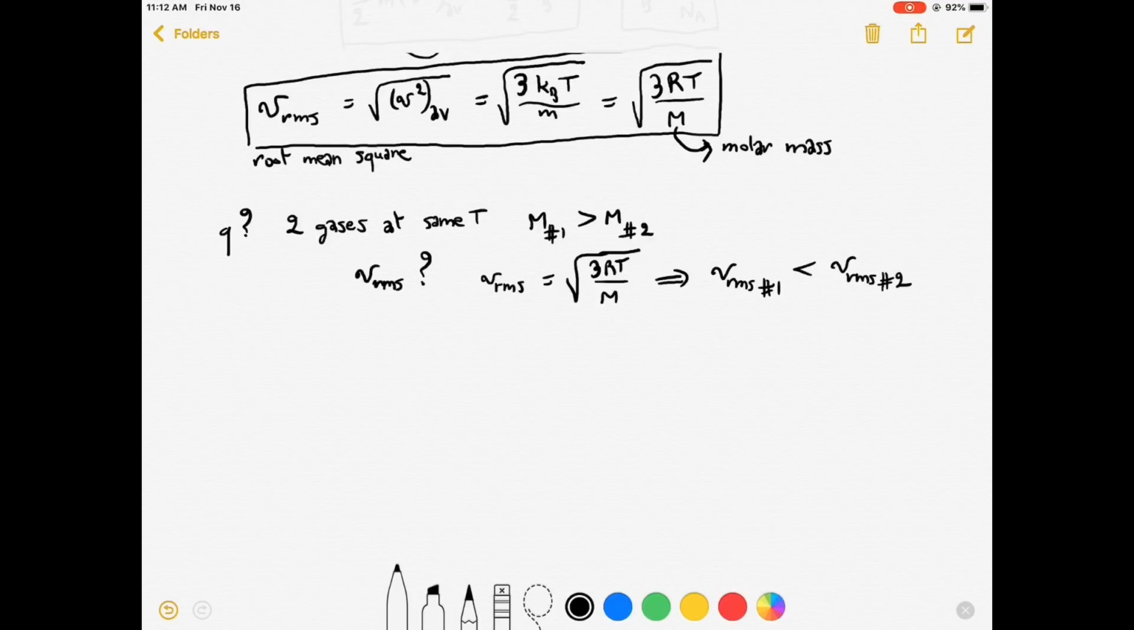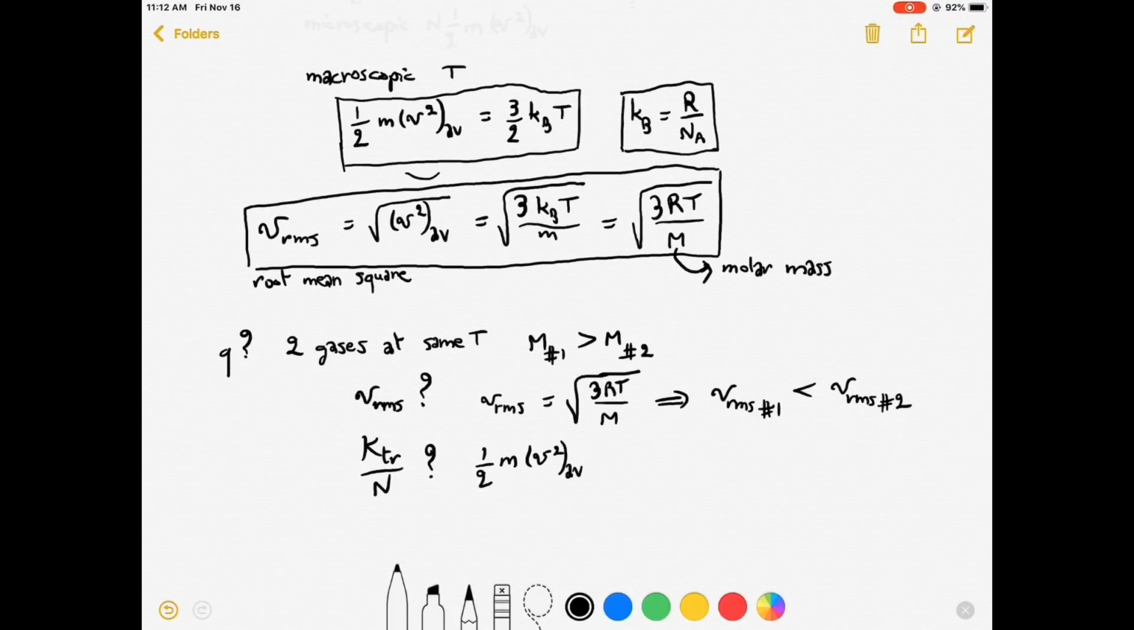What about the average translational kinetic energy per molecule? The average kinetic energy of a molecule, as we saw last time, is 3/2 kBT. So it only depends on the temperature. Since you have the same temperature, they are going to be the same, right? The velocities are going to be different, but the average kinetic energies are going to be the same.